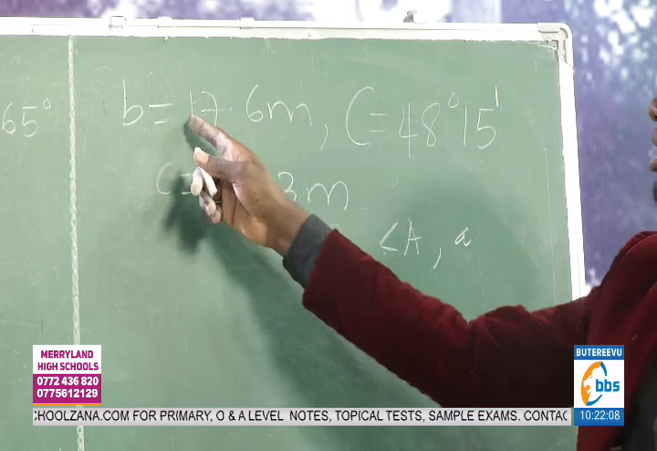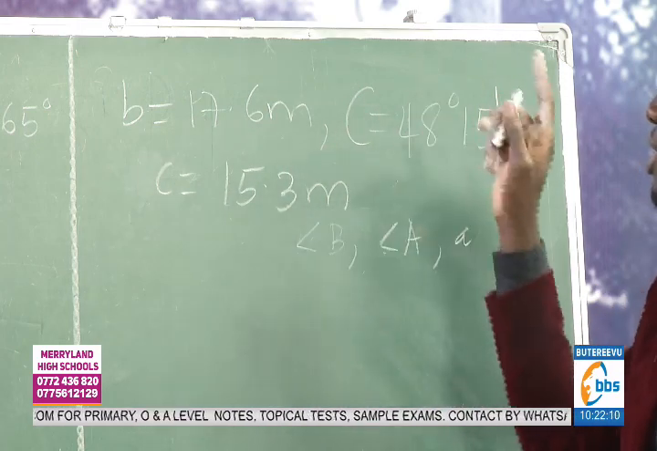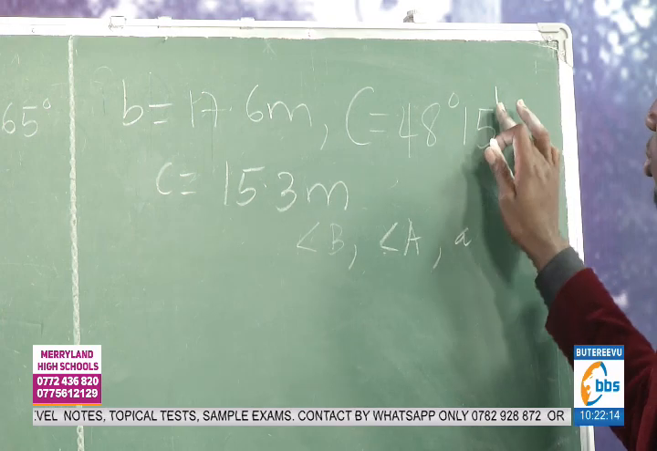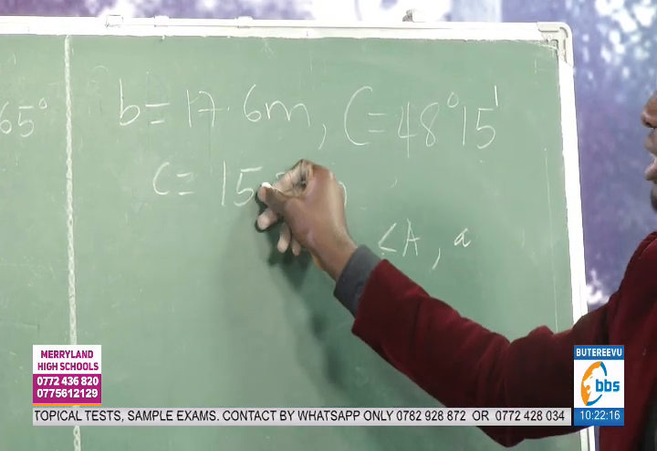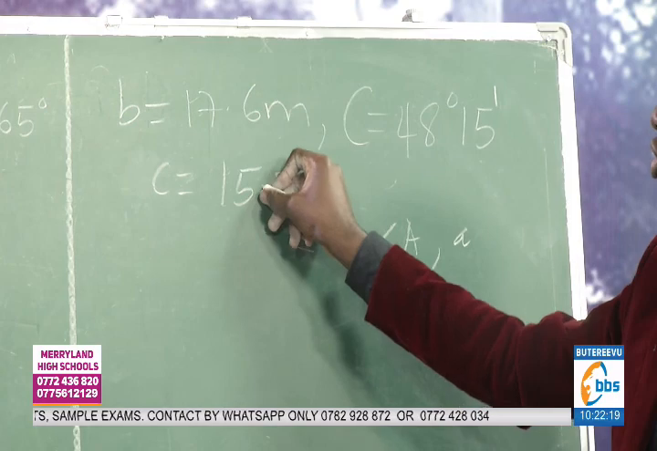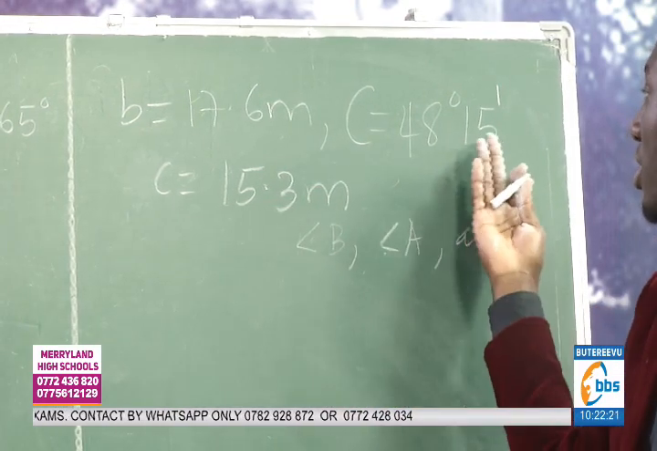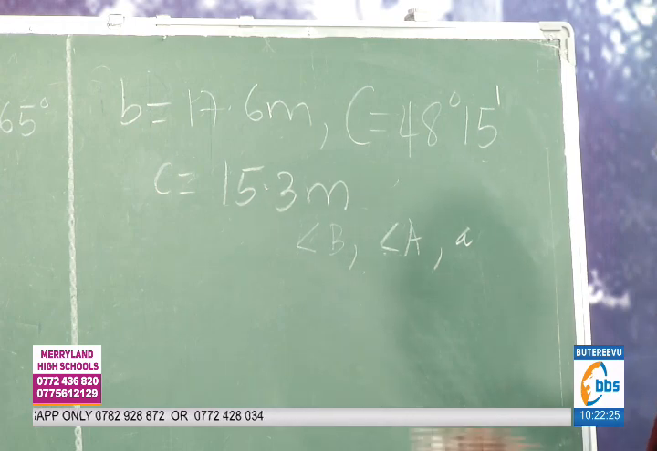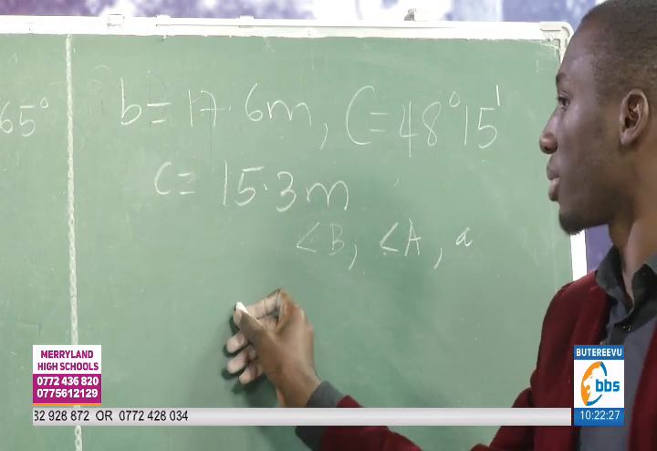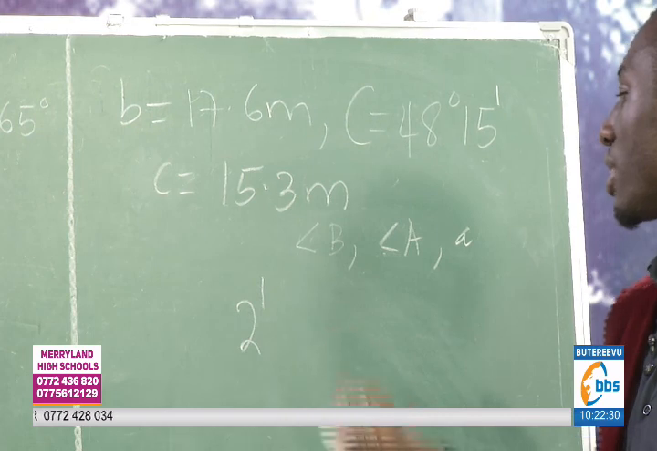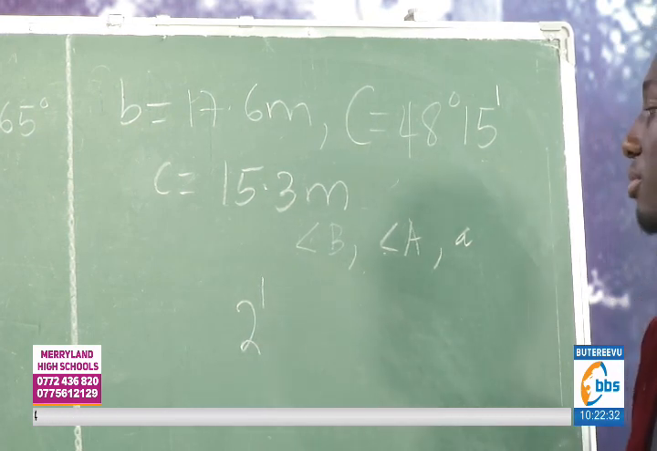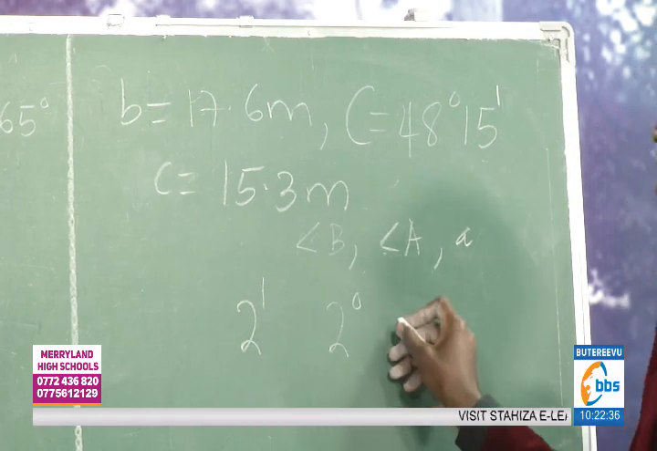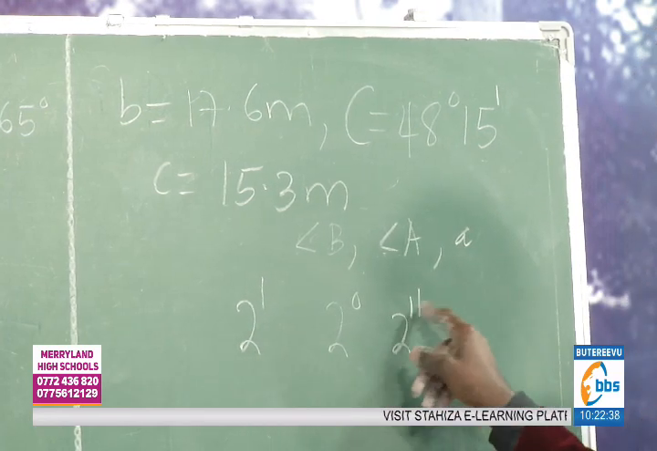And they've given us b as 17.6 meters, angle C as 48 degrees and 15 minutes, and c as 15.3 meters. It's not common, but you can still find some people setting this for you, and you have to learn how to deal with it. When you find something like 2 with a mark, this means 2 minutes. This is 2 degrees, this is 2 minutes, and if you have something like this, these are seconds.